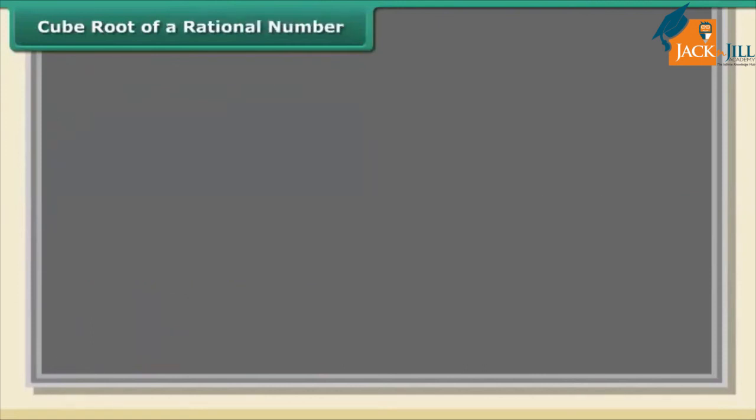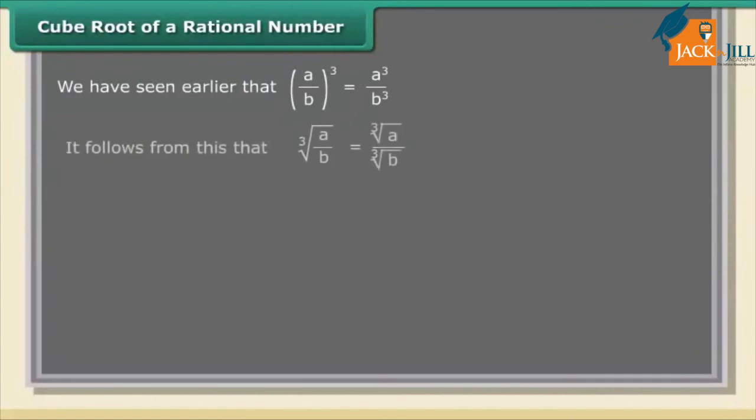Cube root of a rational number. We have seen earlier that (A/B)³ is equal to A³/B³. It follows from this that the cube root of A/B is equal to the cube root of A upon the cube root of B.